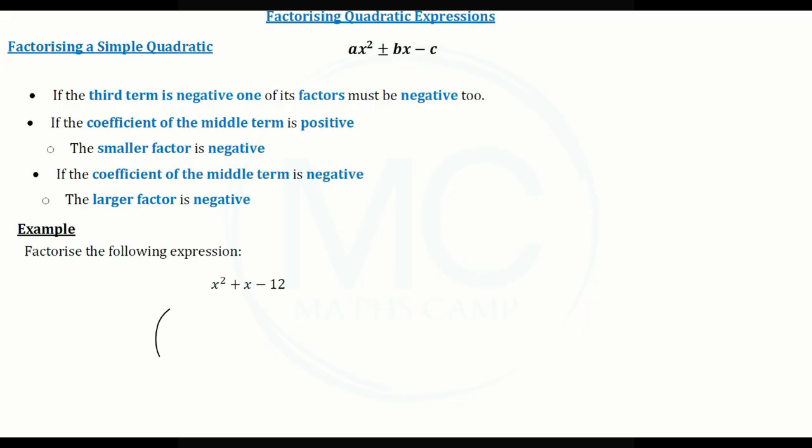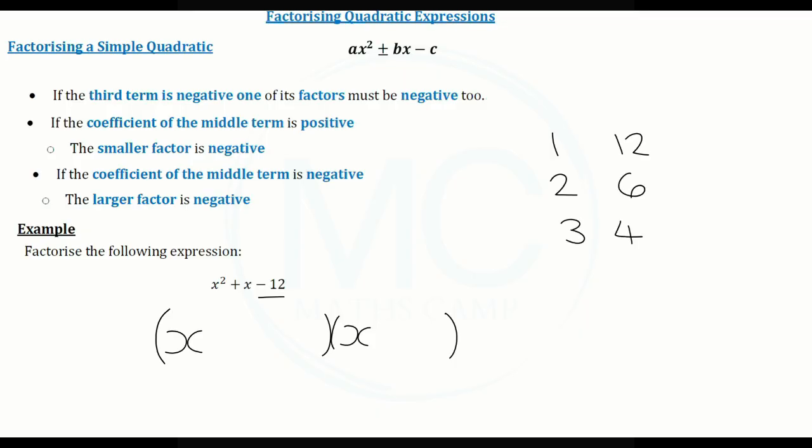Let's put in our brackets. The first term is the square root of x squared. So we have x over here and x over here. Our constant c is negative 12. So let's find the factors of 12. We have 1 and 12. We have 2 and 6. And we have 3 and 4.